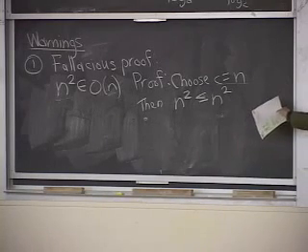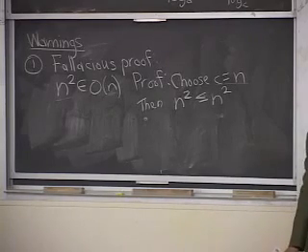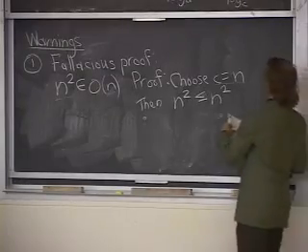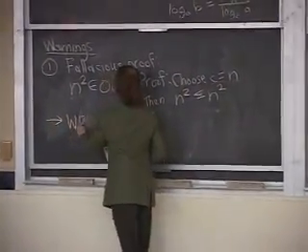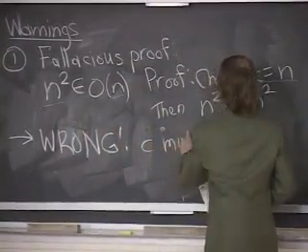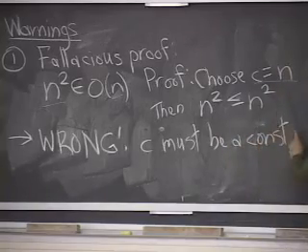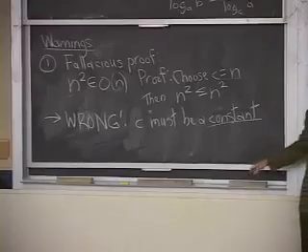Somebody please tell me what I did wrong in this proof. Red shirt. C has to be a constant. Thank you. So you can pick C to be any constant you want as long as it doesn't involve n.